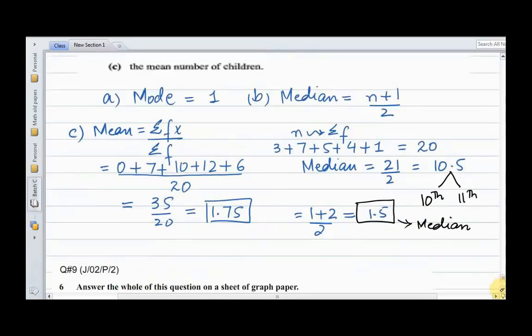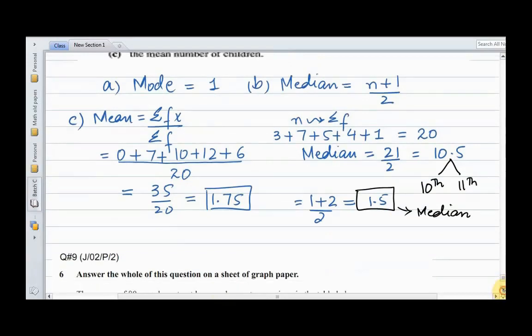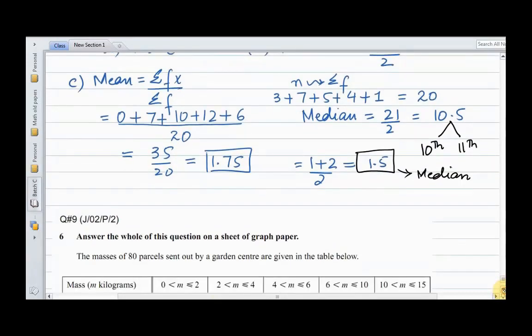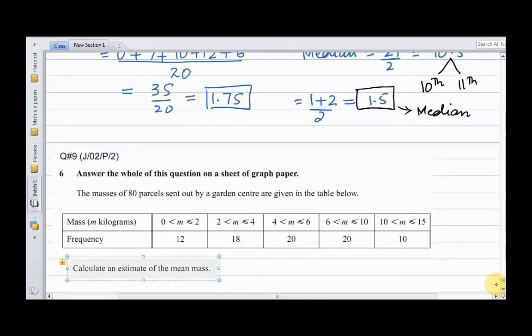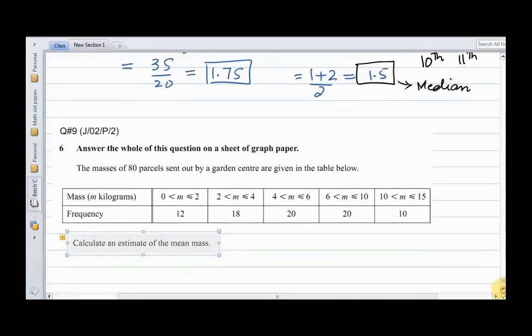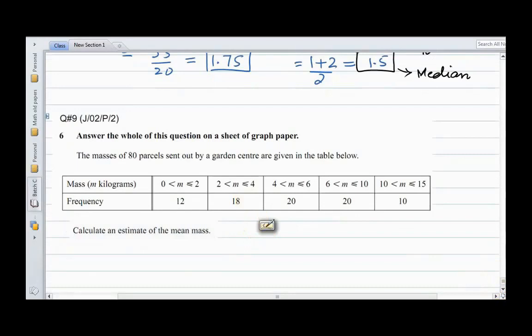Now after this question, we need to attempt another question, but this time we are going to attempt a question of continuous data, right? Now it's June 2002, paper 2. The question you can see on your screen. The masses of 80 parcels sent out by a garden center are given in the table below. Masses are given and the frequency is known. You need to find an estimate of the mean mass.